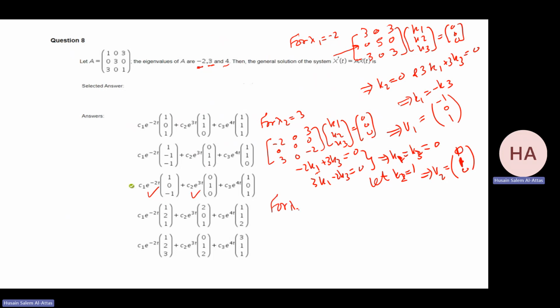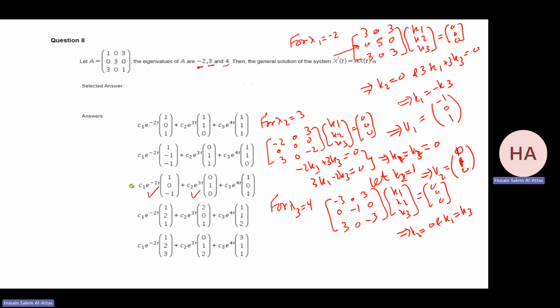Now for lambda 3 equal 4, what do I have? Minus 3, 0, 3, 0, minus 1, 0, 3, 0, minus 3 times K1, K2, K3 equals 0, 0, 0. So I have K2 equals 0 and K1 equal K3. So I have V3 equals 1, 0, 1, with e to the 4t. So that will be my answer.